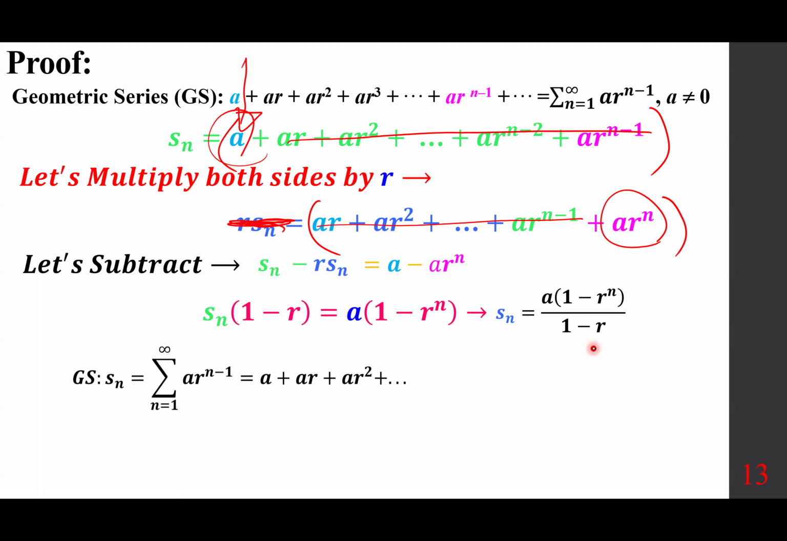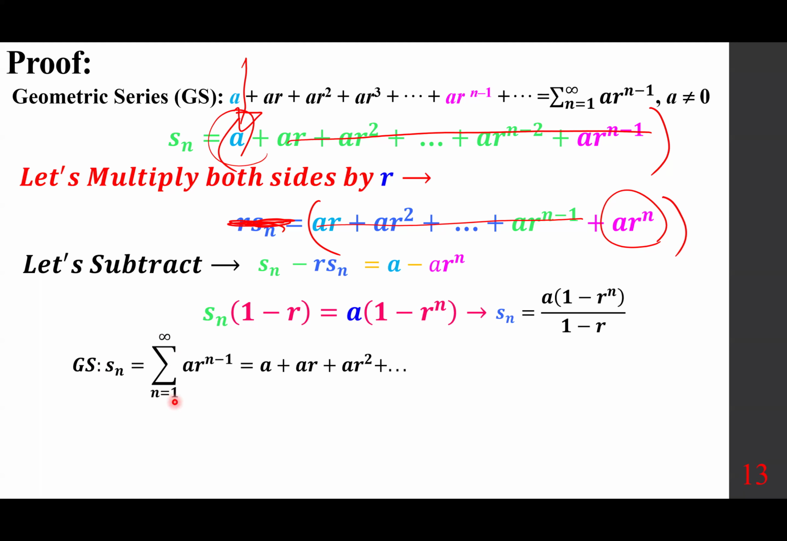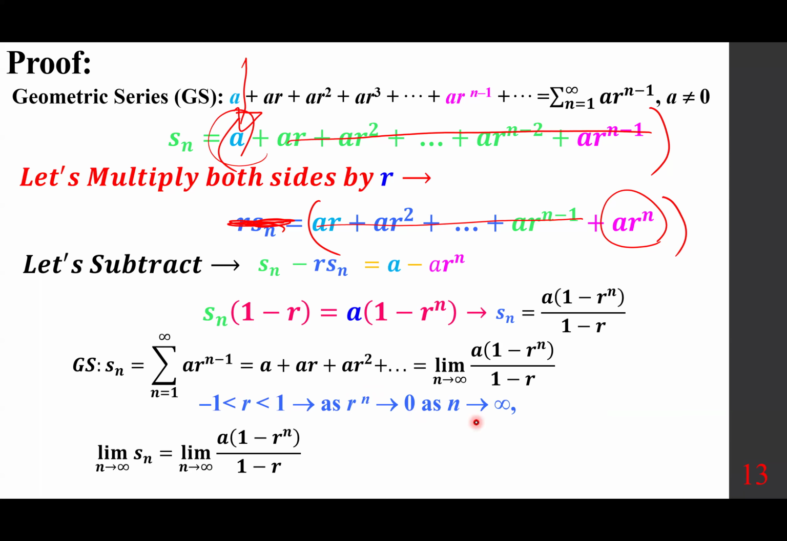Now, if we go indefinitely, the summation with n going from 1 to infinity becomes the limit of this expression as n goes to infinity. When r is between -1 and 1, r to the power of n goes to 0 as n goes to infinity. So in that case, a over 1 minus r, this factor can come out. We get the limit of 1 minus r to the power of n as n approaches infinity.